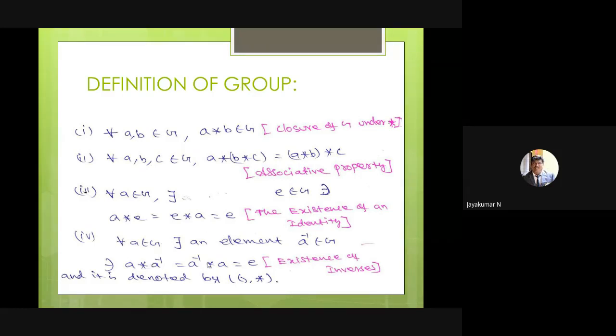Similarly, the fourth one is the inverse axiom. If we choose any element A in G, there exists an element A inverse in G such that A star A inverse equals A inverse star A equals E. If such an A inverse exists in the corresponding set, we can say that the inverse axiom is satisfied. So when you do the problem, consider A star A inverse equal to E. From that, apply the E value from the previous axiom. So easily we can derive A inverse, but you have to verify whether A inverse belongs to the given set or not. If all four axioms are satisfied, we can say that G comma star is a group.